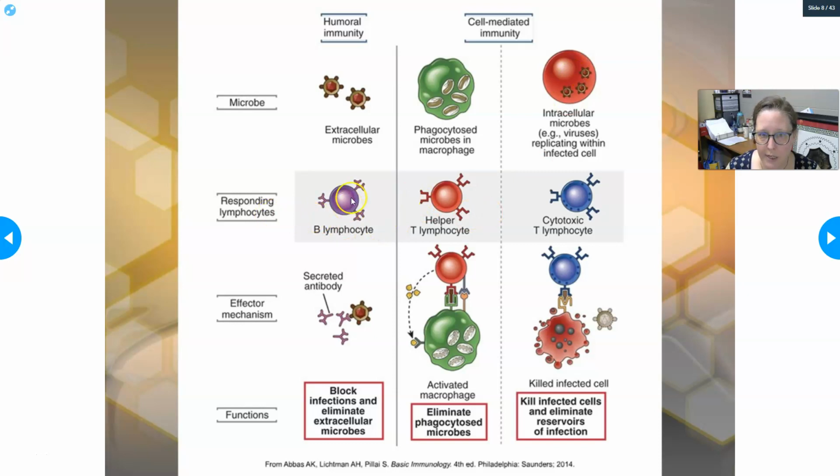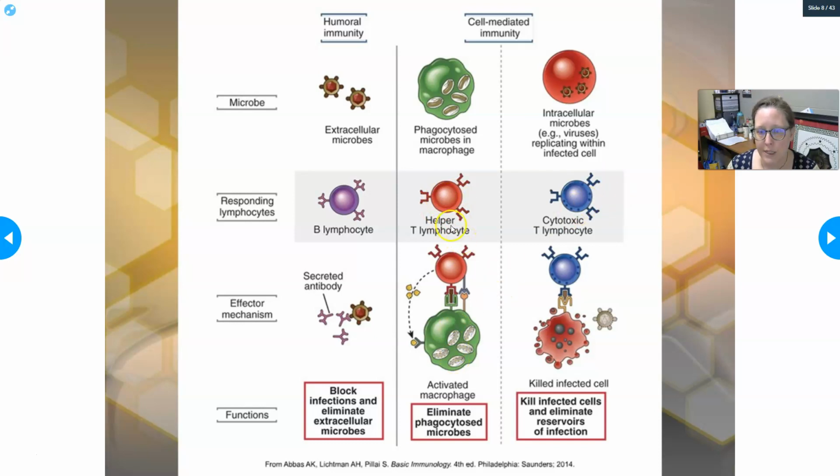The responding lymphocytes for extracellular microbes and humoral immunity are going to be the B lymphocytes, making antibody. The response is to make antibodies that are going to coat the extracellular microbe and make it easier to eliminate, makes it easier for the macrophage to phagocytose them, and on some of them for complement to be activated and things like that.